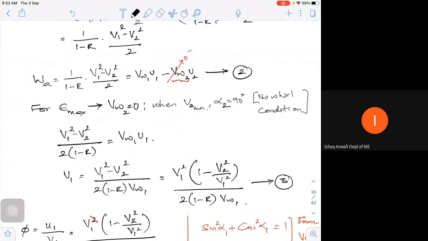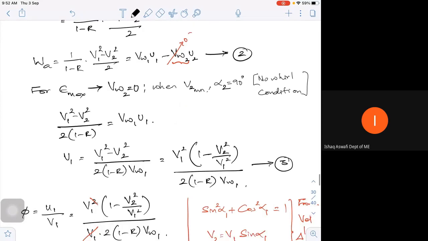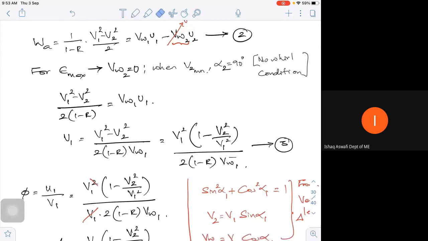That's a simplification: epsilon is equal to VW1 into U1. I want the value of U1 in terms of U1. So U1 I can write as (V1 square minus V2 square) by 2 into (1 minus R) into VW1. For further simplification, I can take V1 square outside, so this will become 1 minus V2 square by V1 square, divided by 2 into (1 minus R) into VW1. I'm calling that equation number 3.